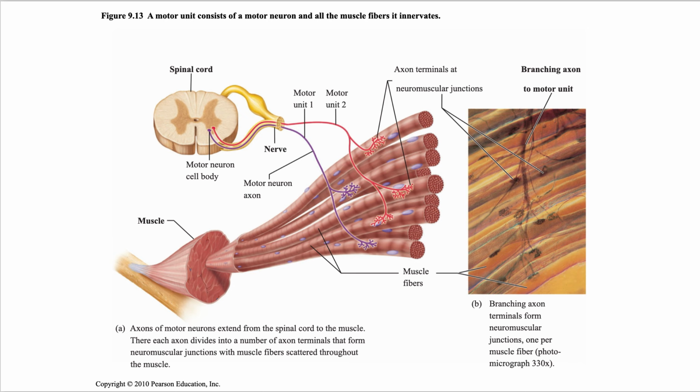There's one nerve that innervates an entire muscle. So one nerve from the spinal cord will innervate that muscle. However, at the end of the axon, at the end of the nerve cell, it will branch and branch and branch into axon terminals, and these axon terminals will touch each muscle fiber. There will be a muscle fiber innervated by some branch of the nerve that's innervating the entire muscle.